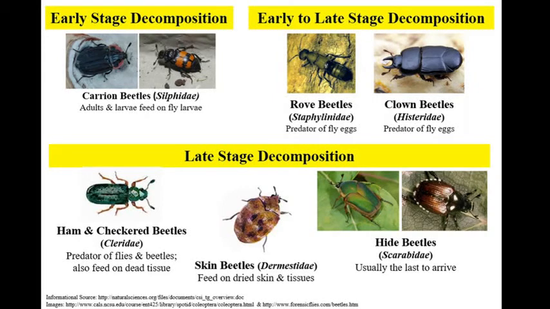Next come the rove beetles and clown beetles. As the name suggests, they feed upon the eggs of the flies, and both of them try to feed upon the earlier developmental stages of the blowflies. At the later stages we can find the checkered beetles, the skin beetles which belong to the Dermestidae family, and hide beetles. As the name suggests, they try to feed upon the interior core part of the flesh. So this is enough for today.